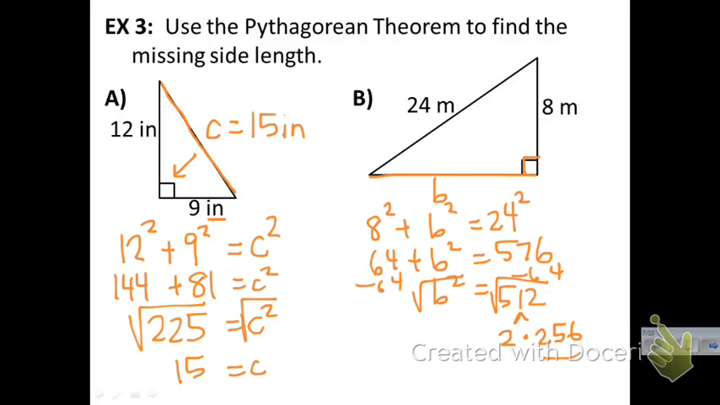And I know that 256 is a perfect square, so I'm going to say the square root of 256 is 16, and the 2 will stay inside the radical. And that would be meters. And if you're not sure, you'll just have to keep breaking 256 down until you find either 2 of something or until you have prime numbers.